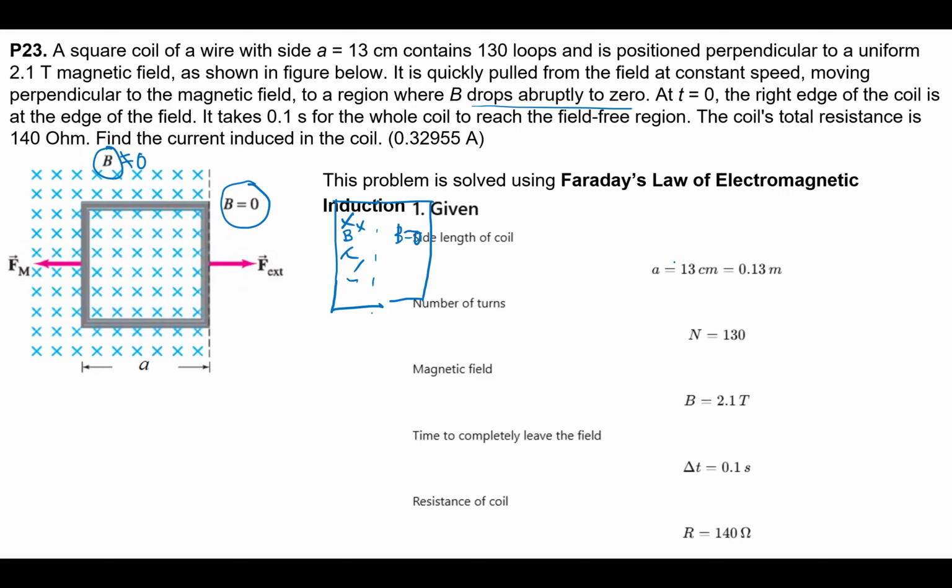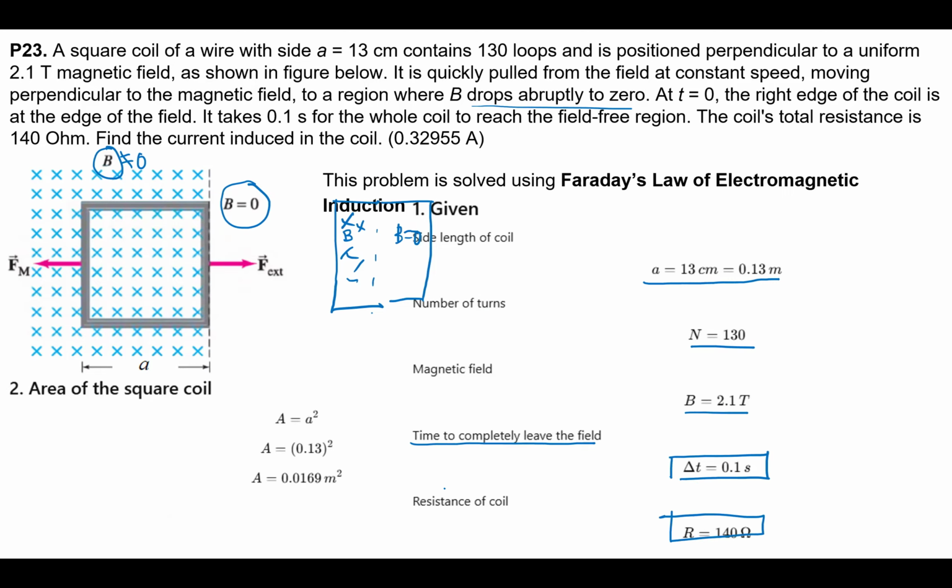So given are the loop length, the number of turns, and the magnetic field. The time to completely leave the field, delta t, is given by this one. The resistance of the coil is given by this one. The area of the square coil is a squared. And now it's time to think about the flux phi, which is given by N times B times A.